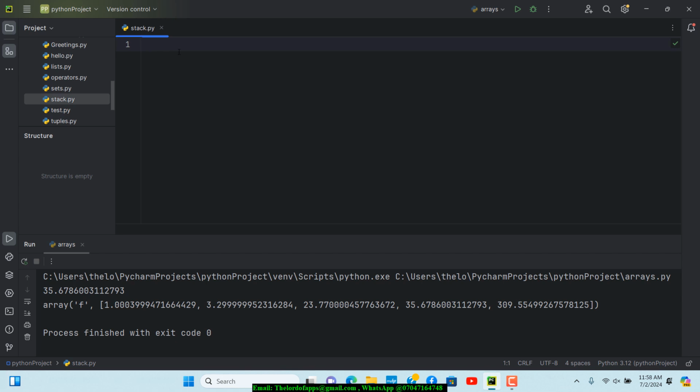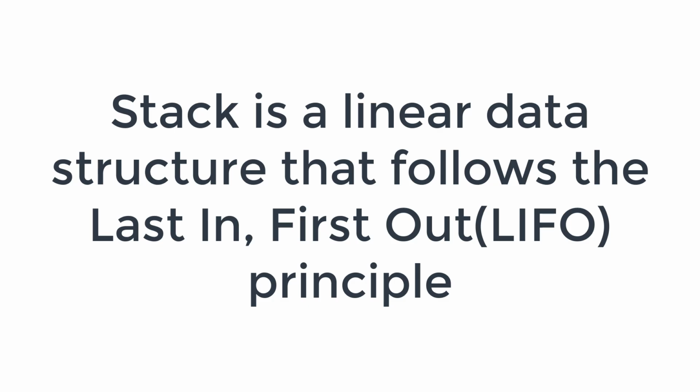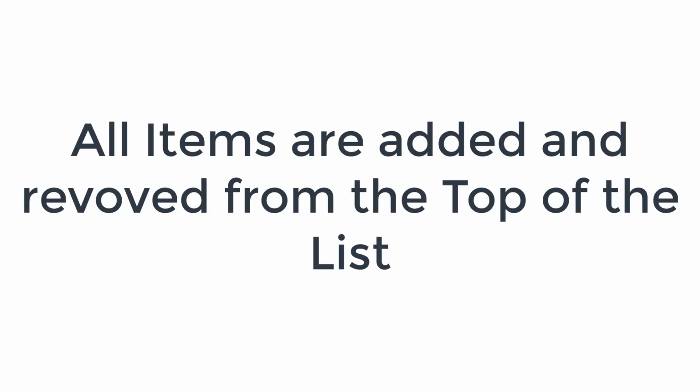First of all, I want to give you the definition of a stack. Every time we talk about stack, we are talking about a linear data structure that follows the last in, first out principle. What that means is that the last item that goes into a stack is the first to go out. The elements are added and removed from the same end, which is referred to as the top of the stack.